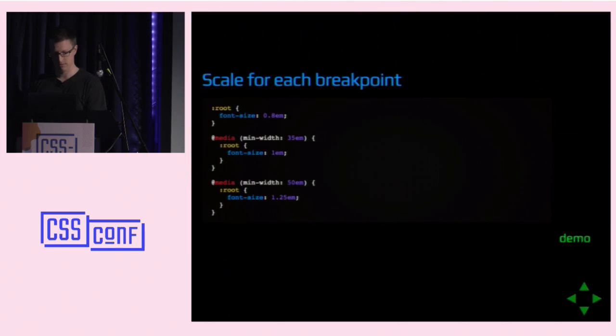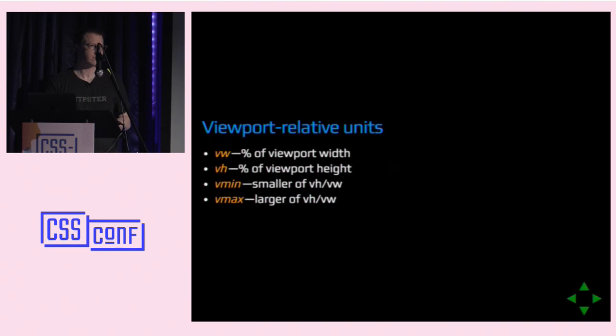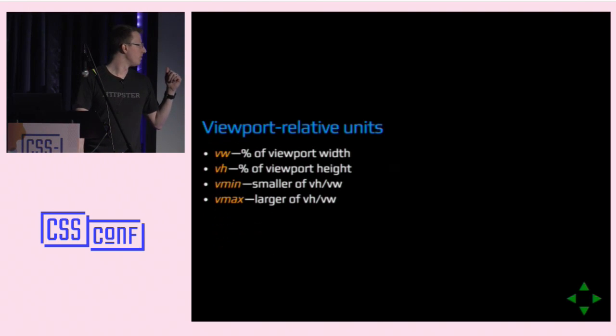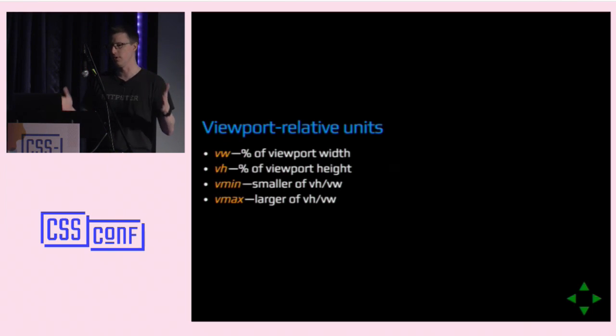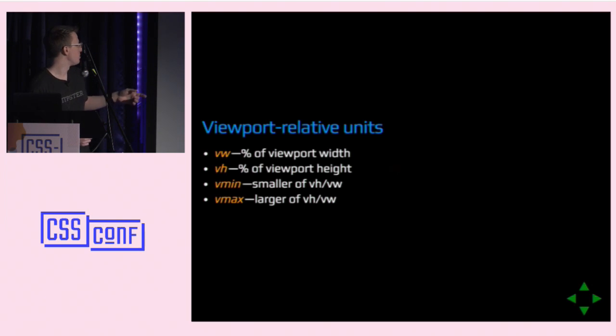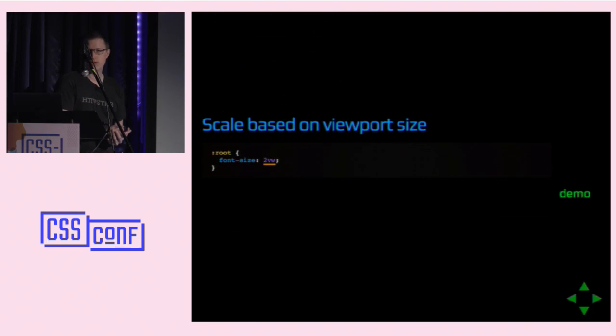that breakpoint's annoying. So let's get rid of that. We can use viewport relative units now. If you're not familiar with these, they are units in terms not of a font size, but in terms of the browser's viewport window. And specifically, we want vw, a percentage of the viewport width. Now we can do something like this. Throw away the media queries, we don't need them. The font size on the root element is now 2% of the viewport width. Let's see what that looks like.